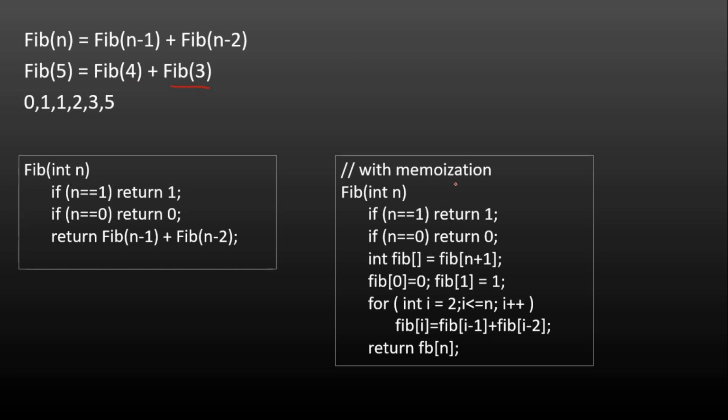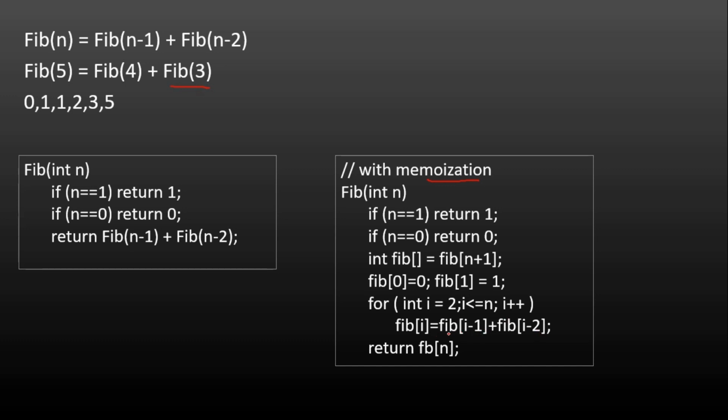So here with memoization, what we are doing is again for n equals 1 and n equals 0 we are returning either 1 or 0, and then I'm declaring a fib array which is of size n plus 1. The reason why it's n plus 1 is because we are starting with 0 and then 1 2 3 4 5, so it's n plus 1. So fib of 0 we know is 0, fib of 1 we know is 1, and then I'm simply doing a for loop from 2 to n, and fib of I, that means the ith index in my fib array, will be the I minus 1 index of my fib array plus the I minus 2 index.